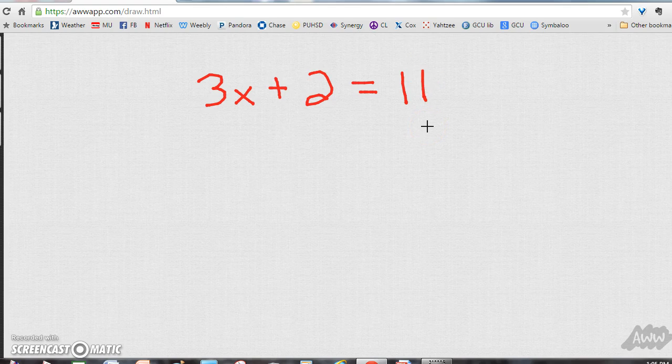Now the whole goal when you're trying to solve two-step equations is you want to get the term with the x in it all by itself. So in this case we're talking about this guy right here. I need this guy all by itself.